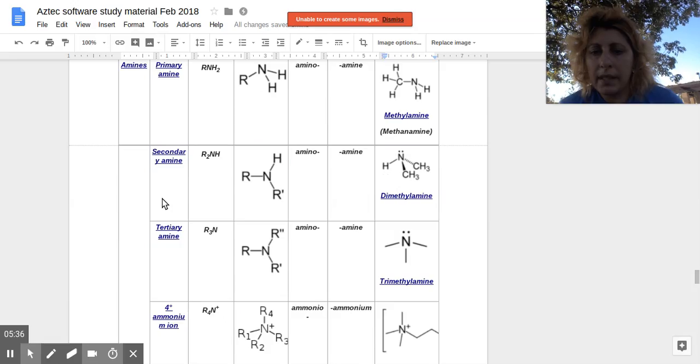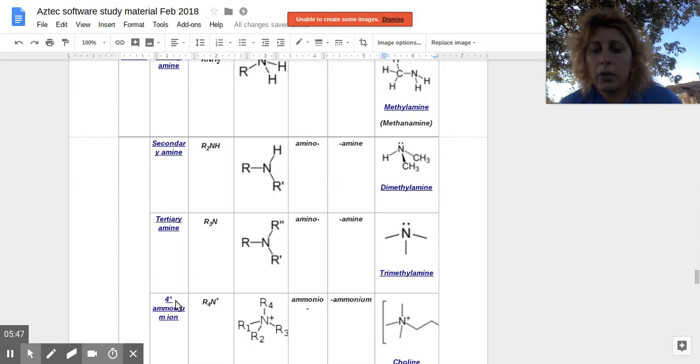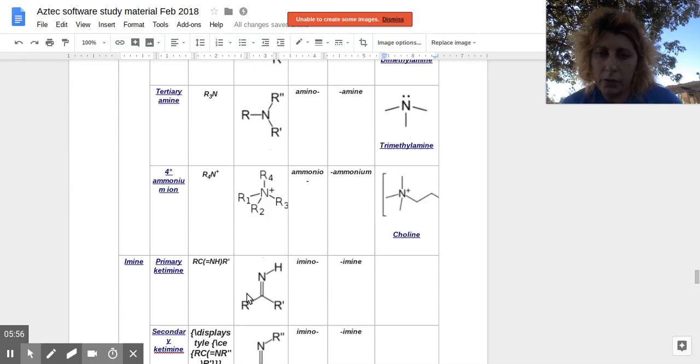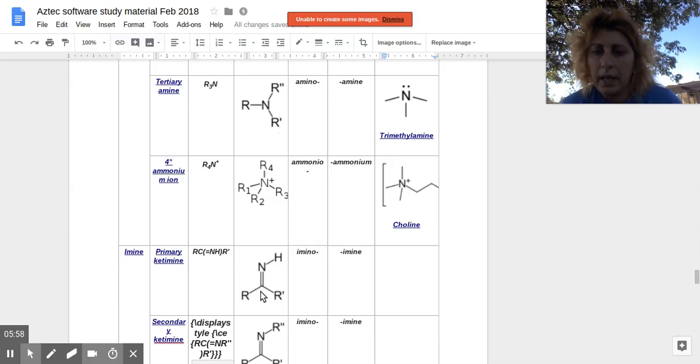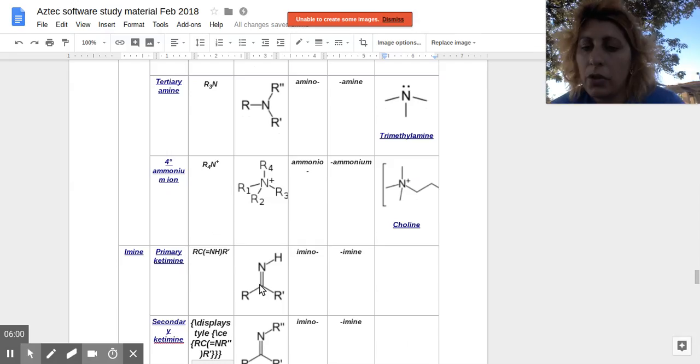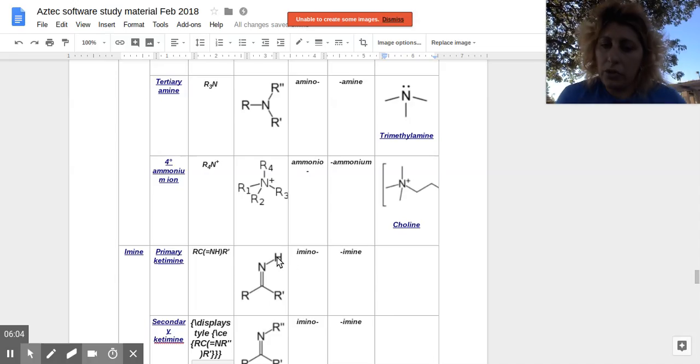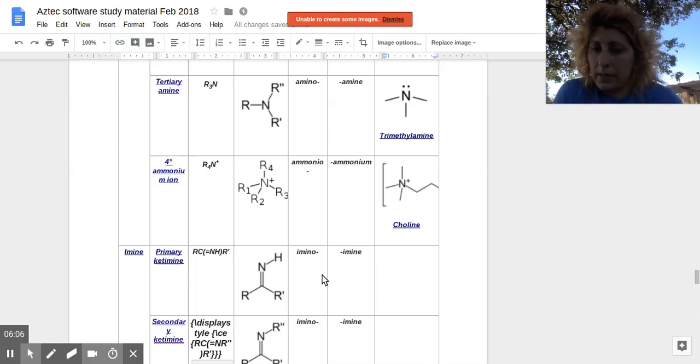If you have a secondary amine, you have nitrogen, hydrogen, and two R groups. Tertiary amines have three R groups. And quaternary has four R groups to a central nitrogen. An imine is the central carbon double bound to a nitrogen and a hydrogen and two R groups.